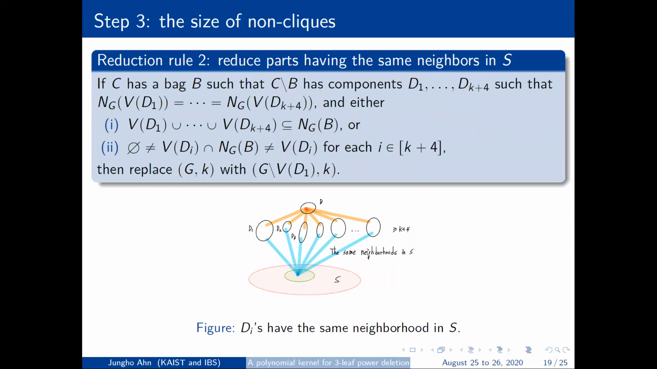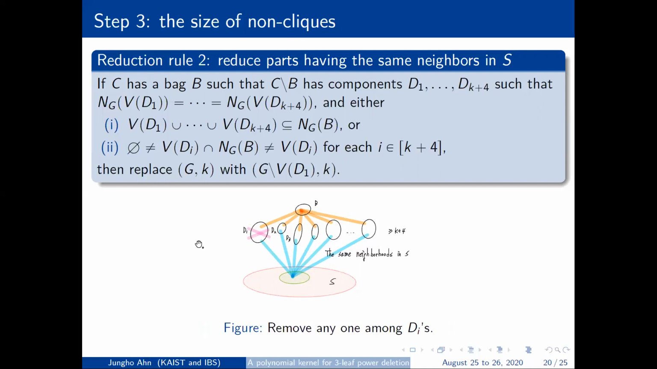And this is the next rule. It looks quite complicated, but the philosophy behind this rule is very simple. Suppose that C has a bag B such that C delete B has at least k plus 4 components, say D1 to D_{k+4}, whose neighborhoods are exactly the same and satisfy either one of these conditions. Then we can safely remove any one among D1 to D_{k+4} from G. This rule helps us to bound the maximum degree of T.